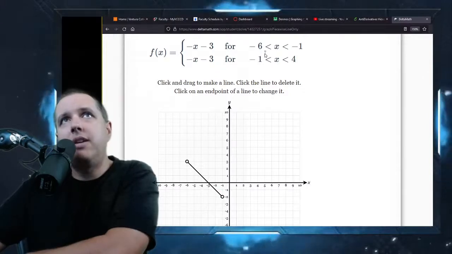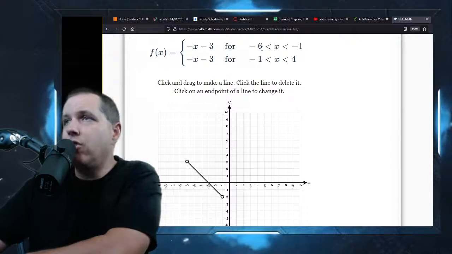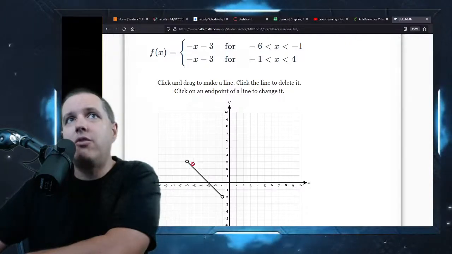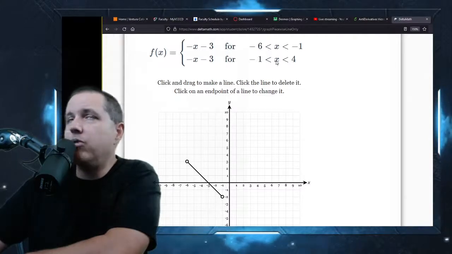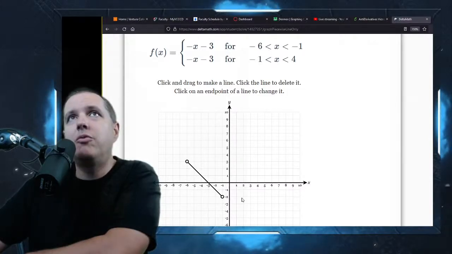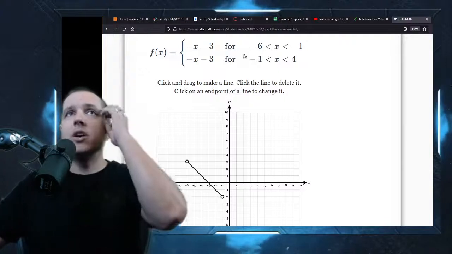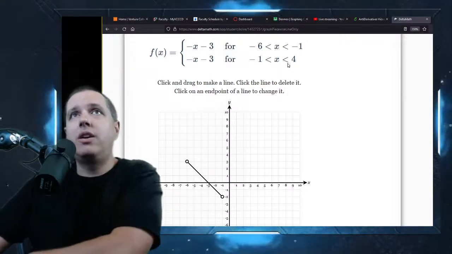How do I know that? Because it's not x is greater than or equal to -6, it's just greater than. So we don't include the endpoint. If it had another little line here for or equal to, you'd have a solid dot. Here we have an empty dot. Now we have a line from -1 to 4.